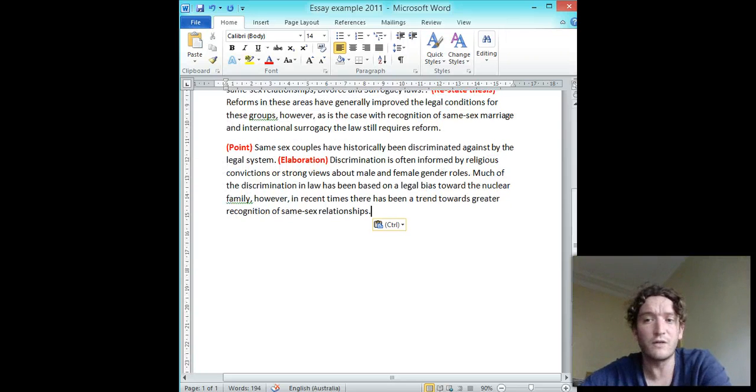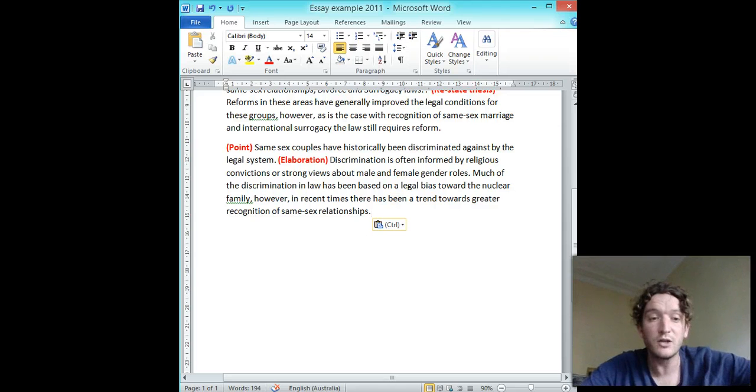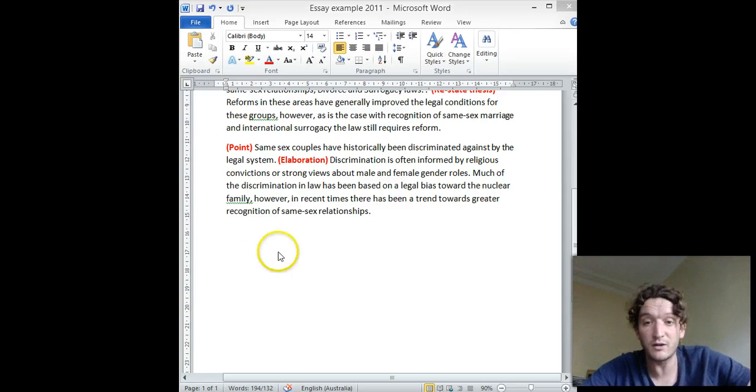So discrimination is often informed by religious convictions or strong views about male and female gender roles. Much of the discrimination in law has been based on a legal bias towards nuclear families. However, in recent times there's been a trend towards a greater recognition of same-sex relationships. Simply, you are elaborating on that point about the discrimination, elaborating on what the paragraph's going to be about.